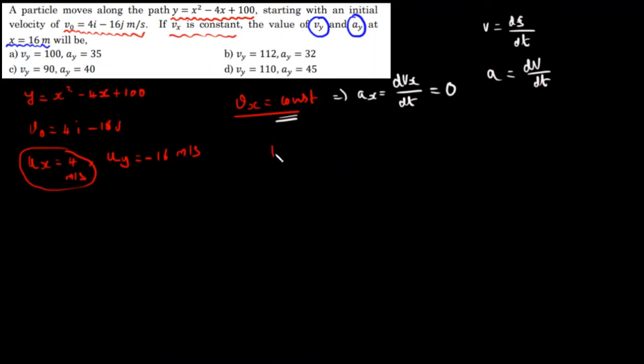First of all, what is velocity in y direction? What is the general equation? The general equation is going to be dy by dt, right? Differentiation of y with respect to time. We already know y.